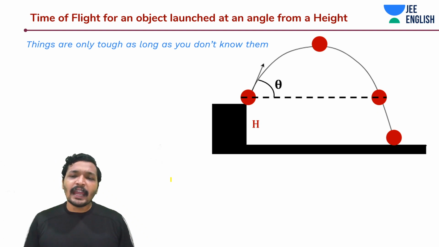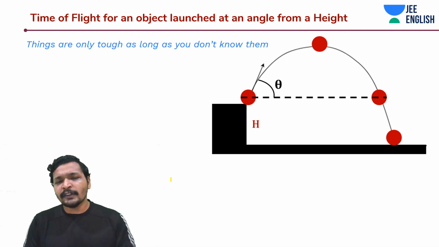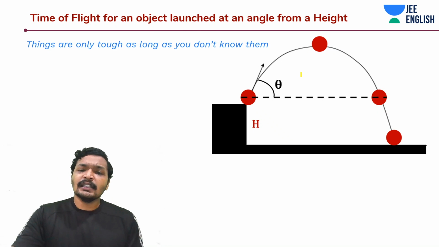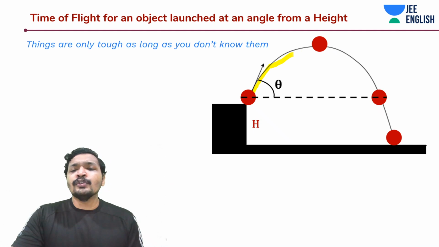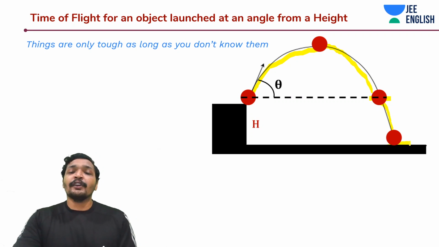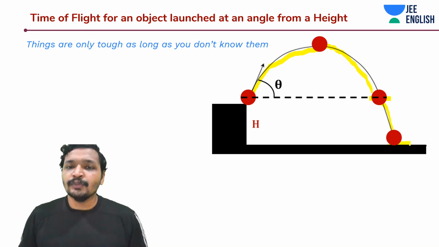How to solve any kind of problem in projectile motion. If a projectile motion problem is given to you, you will kill it. So now what we are going to do? We are going to do a very simple thing for this case. We are going to divide the path into two kinds of motion, or two parts.